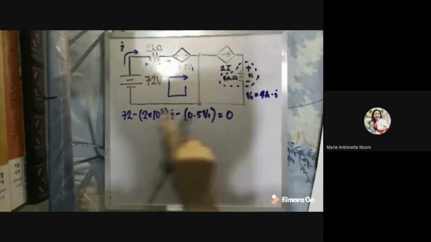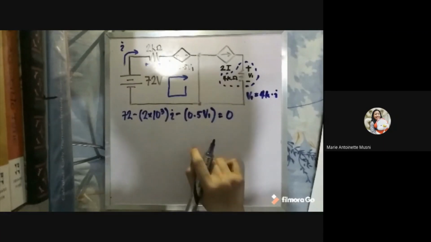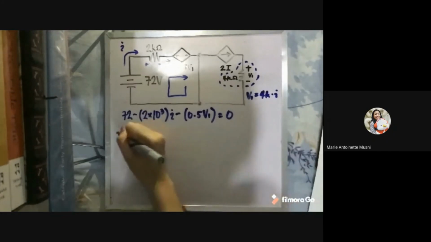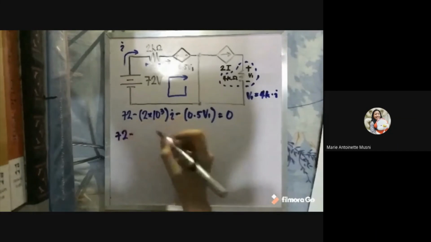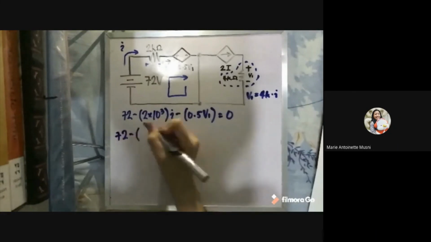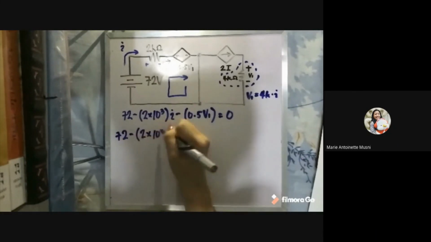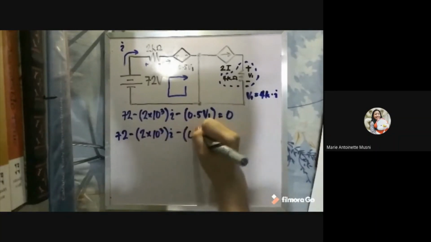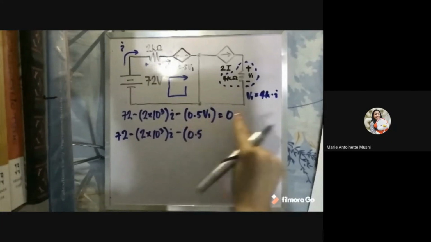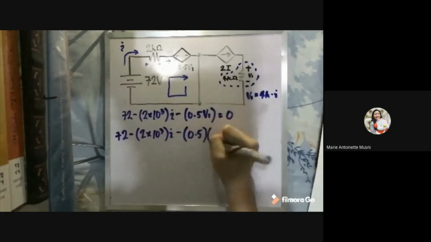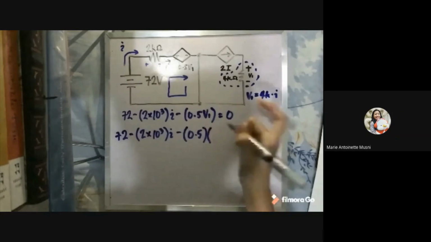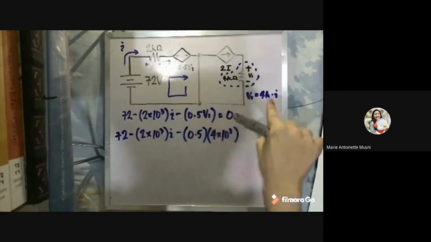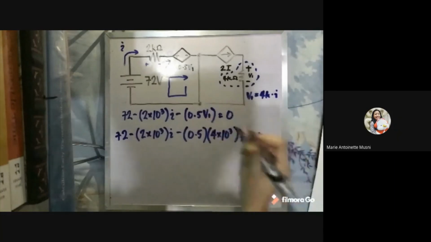We want to have an equation with only one variable, so we can go back to the equation we made here and substitute to plug it into our equation. So that's 2 times 10 raised to 3 I. Let's copy everything with the substitution we made for V1, so that's 0.5 times 4 times 10 raised to 3 times I is equal to 0 by KVL.